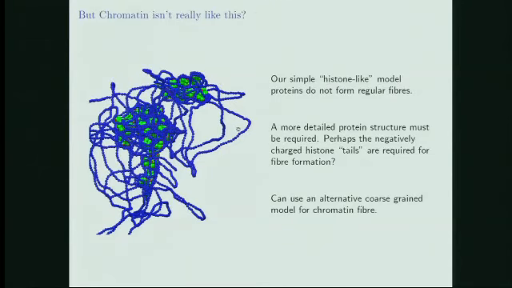Okay, so obviously our histone-like model proteins are too simple in order for them to form regular fibers. So you must need a more detailed description of them, and perhaps it's the tails which are important for that. Or an alternative way of modelling chromatin would just be to go up one step in your coarse graining and model the chromatin fibre directly.